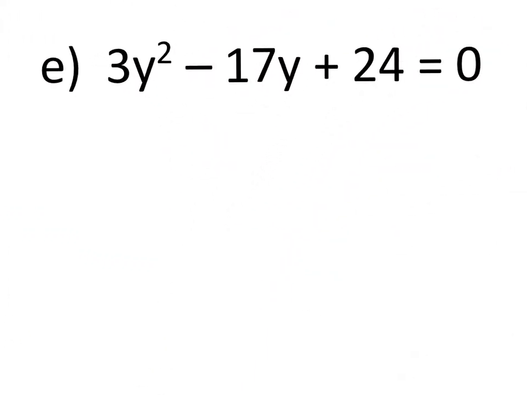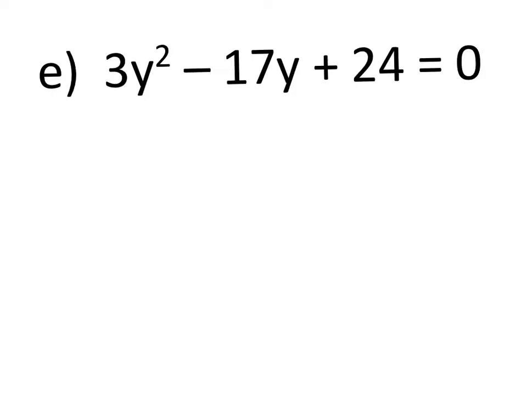Okay, so this one's already set equal to 0. I do have a number out front, so I'm going to go ahead and start my list. 1 times 3, 1 times 24, 2 times 12, 3 times 8, and 4 times 6. All right, so now I'm looking for a 17 out of this. Okay, I think I might have found something here.